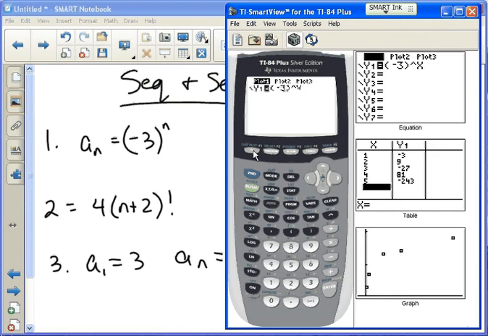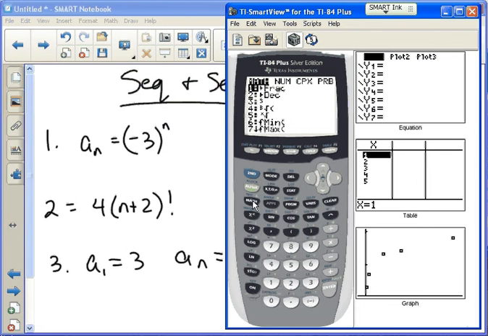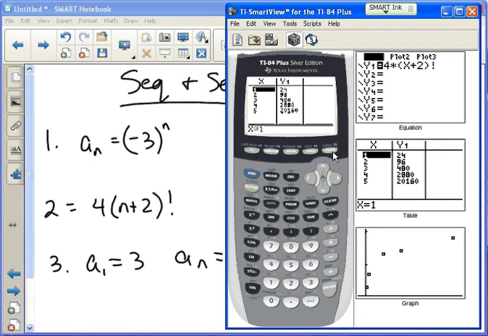For number 2, we would plug in 4 times parentheses x plus 2 parentheses, and we need factorial. To get factorial, go to math, then go over to probability, and it's the fourth one down. And we go back to our table, and there are our 5 answers.